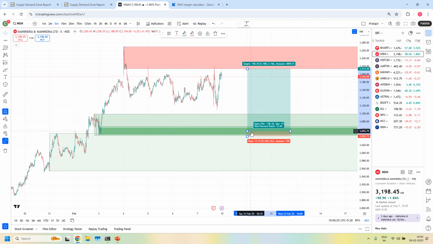Or if you have fear of losing the trade, you don't adjust your entry, put your entry at the proximal of the 15-minute zone, do position sizing, and take entry in the cash segment instead of futures. That way you get some profit. So this is how you should plan before finding your exact entry.